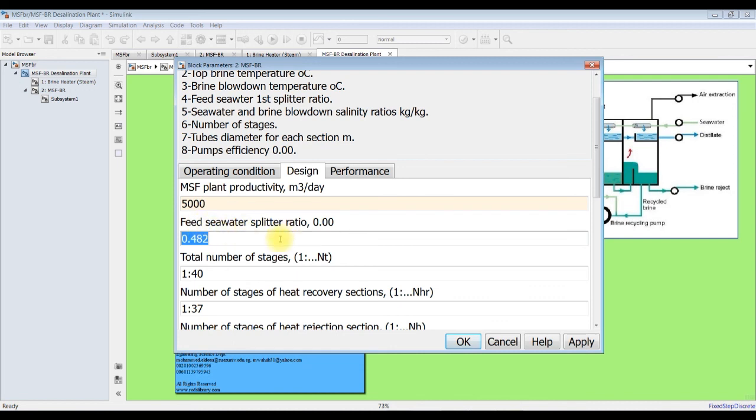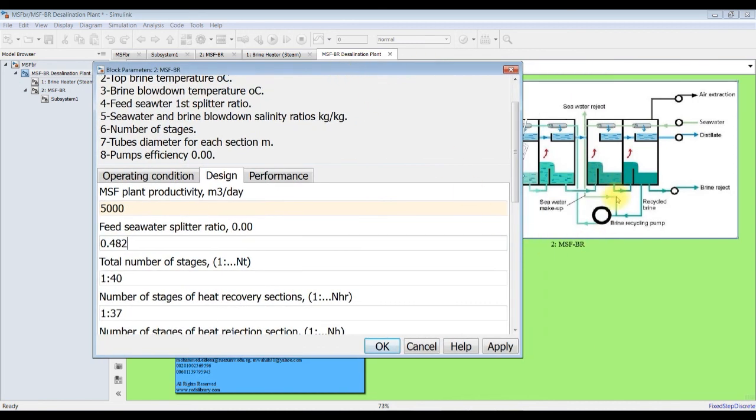This is the feed to water splitter ratio. This is a splitter ratio that we can split the brine. Part of the brine will be recycled again, so we have to assign the splitter ratio.